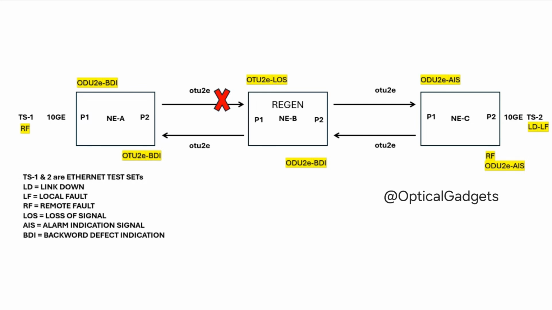Node A OTU2E P2 port will report the OTU2E BDI alarm. Ethernet tester TS1 will have remote fault alarm. Node A 10G client port will have ODU BDI alarm.